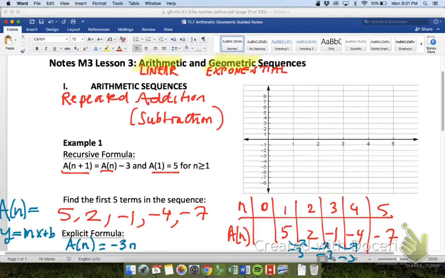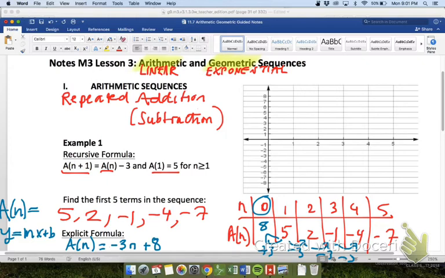Now, I don't know what my b value is. b is the initial value. It's when n is 0, right? So I can come over to my table and think about how do I get the number that theoretically came before 5? Well, I could go backwards, and now I could add 3 instead of subtract to go backwards in my pattern, and I would get an 8 right there. So that's telling me that for my y-intercept or my b value, I should have an 8. So I get the formula a of n equals negative 3n plus 8.